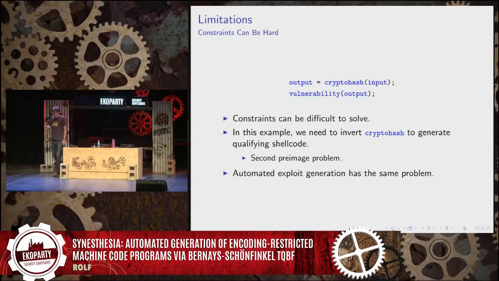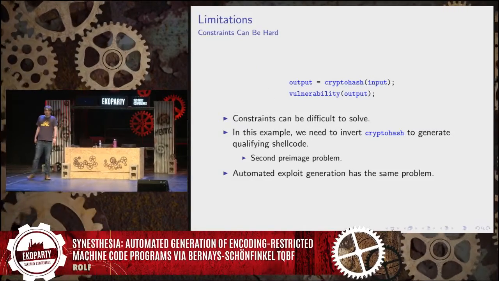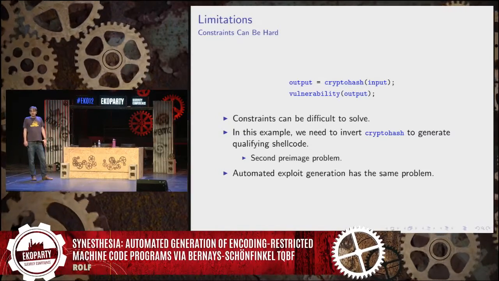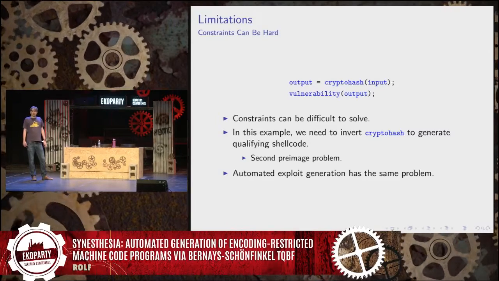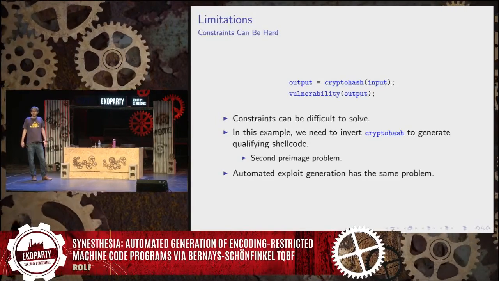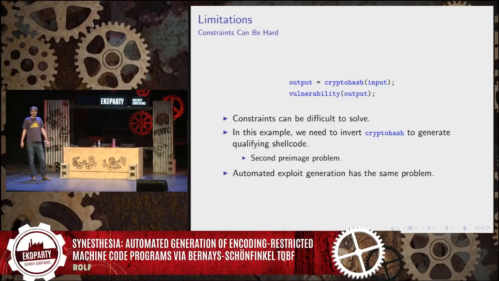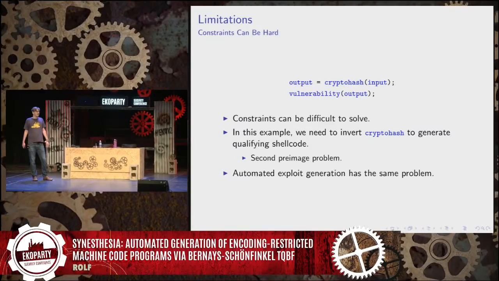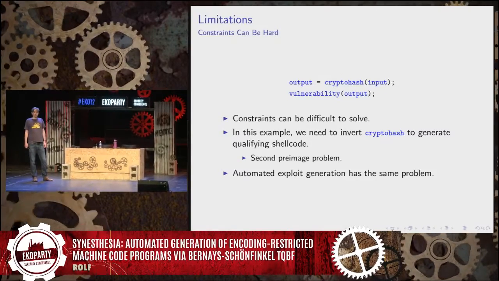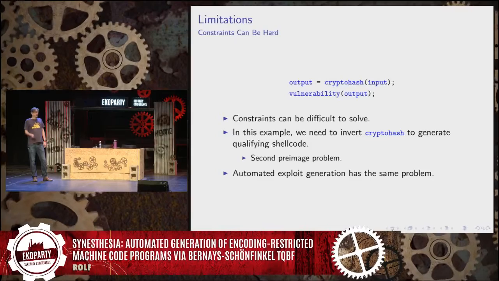Okay, so as for the limitations, it's the same problem that you encounter when you're using an SMT solver for absolutely anything, which is that sometimes the constraints happen to be easy to solve, and sometimes they happen to be difficult to solve, and it's difficult to predict ahead of time whether it's going to be simple or not.